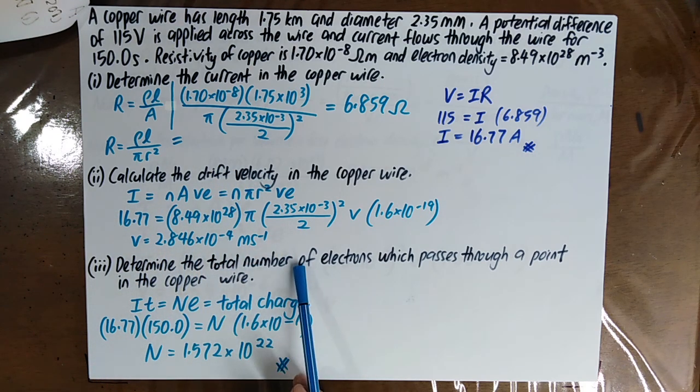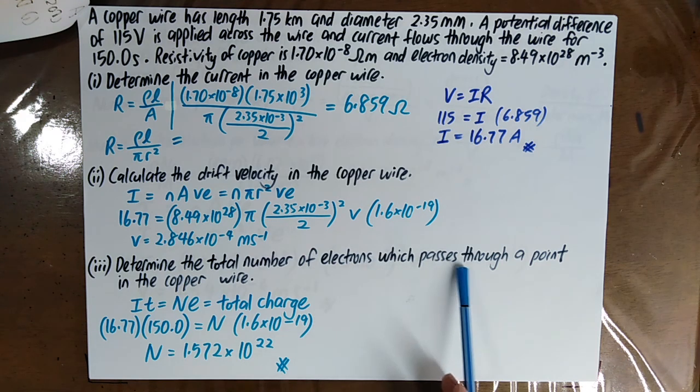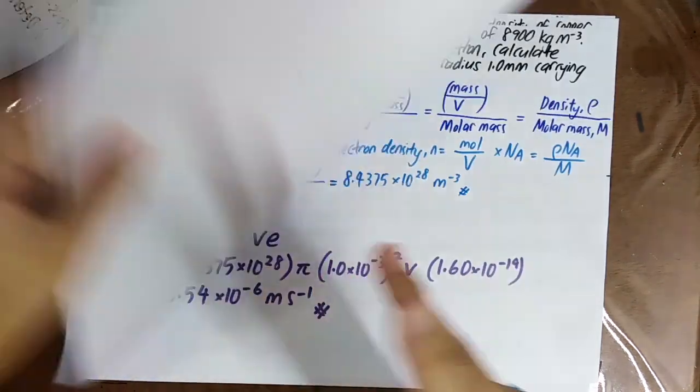Determine the total number of electrons which passes through a point in the copper wire. The total charge Q is equal to Ne, which is equal to It. Then you can get the total number of electrons.